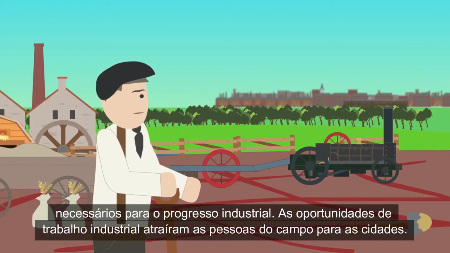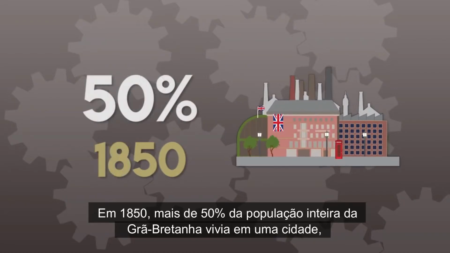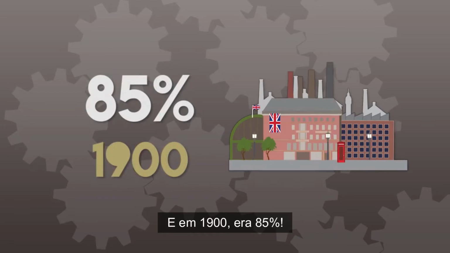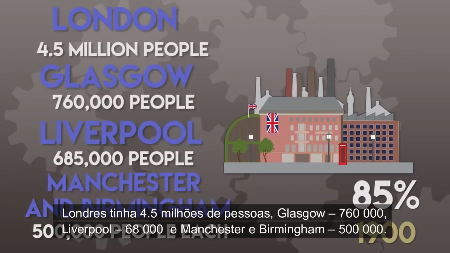progress. Industrial labor opportunities drew people to the cities from the countryside, to such an extent that in 1750 only 15% of the population of Britain lived in towns. By 1850, over 50% of the entire population of Great Britain lived in either a town or a city, and by 1900 it was 85%. London had 4.5 million people, Glasgow 760,000, Liverpool 685,000, and Manchester and Birmingham 500,000.